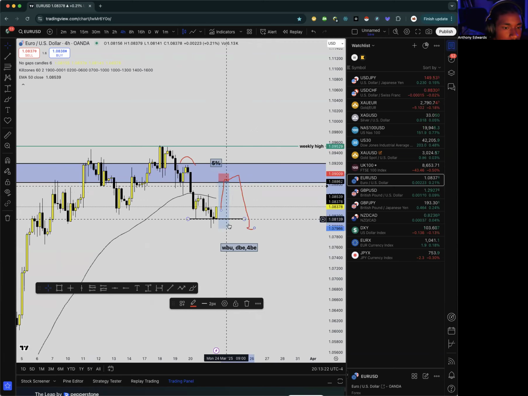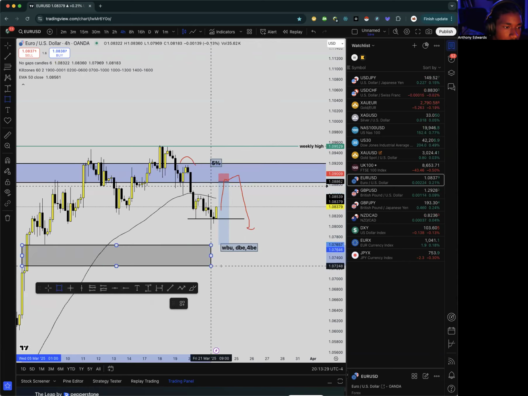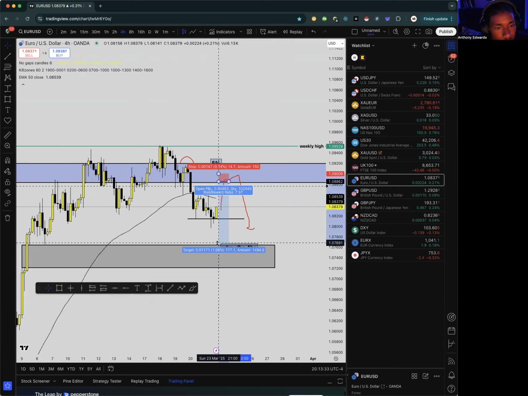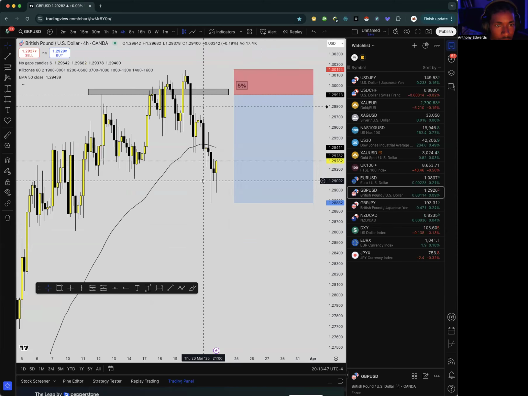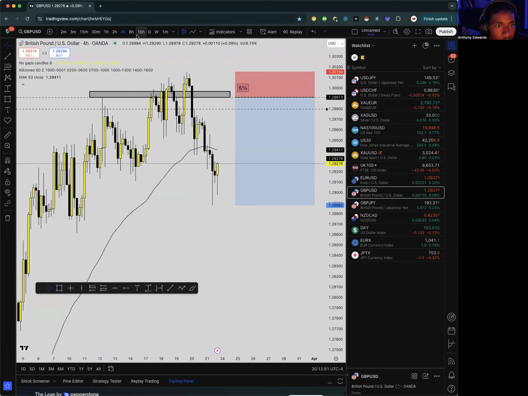If not, and it gives me a bad entry, then I might take price to this area of interest or imbalance here on the 4 hour. But yeah, ultimately here, if not here, TP1, TP2. So Euro USD, GBP USD is pretty similar. Whichever one gives me the best risk to reward, I will enter.